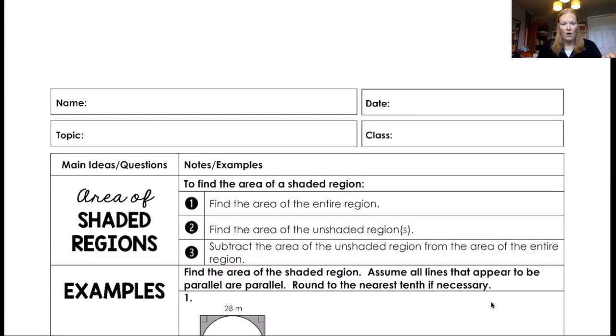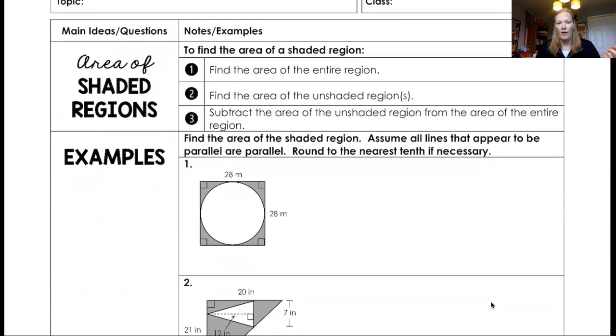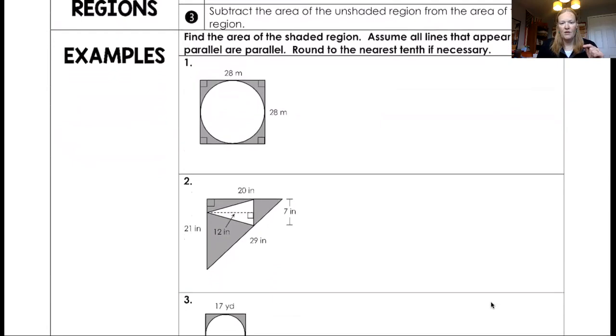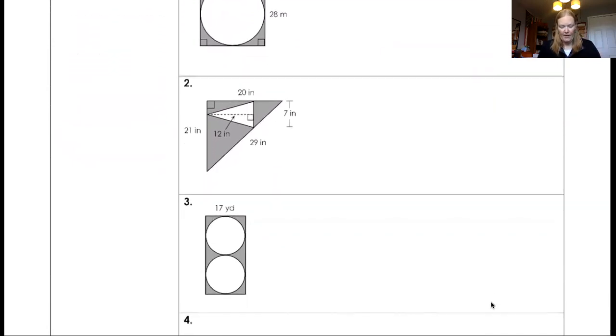Okay, so just like before, we are going to assume that any lines that look parallel are parallel, and we're going to round all our answers to the nearest 10th. Okay, so let's get started. We're going to start with number 2. And number 2 is a little triangle within a big triangle. So they give us all the measurements that we need.